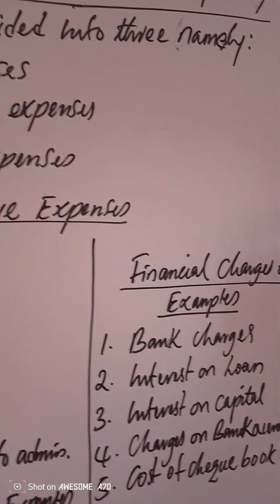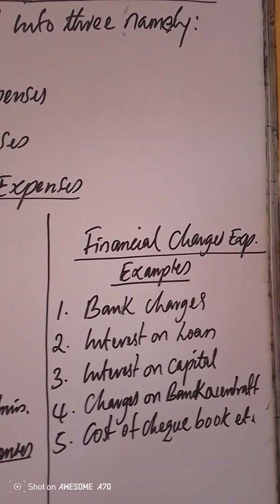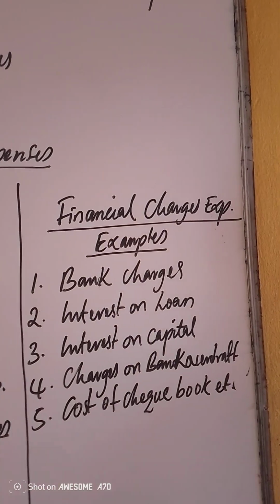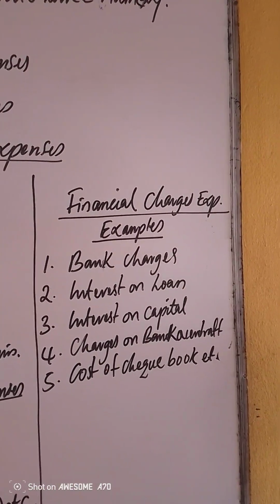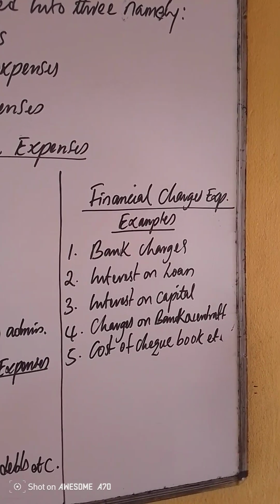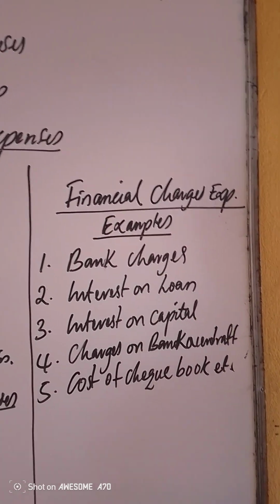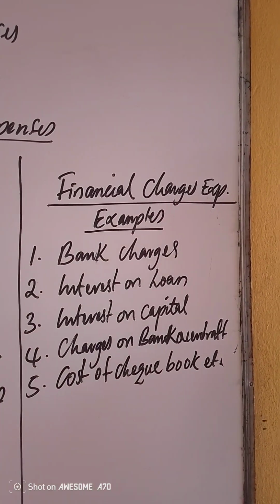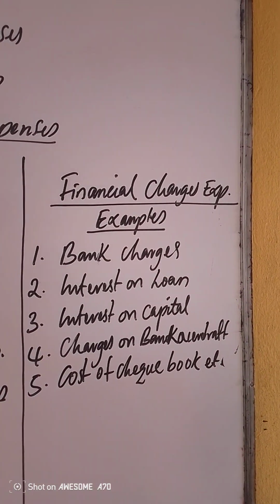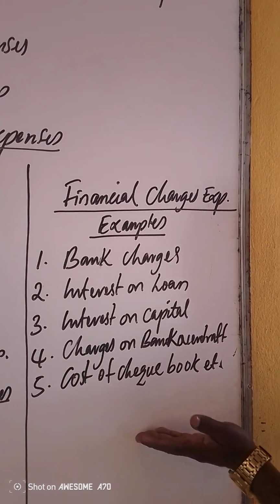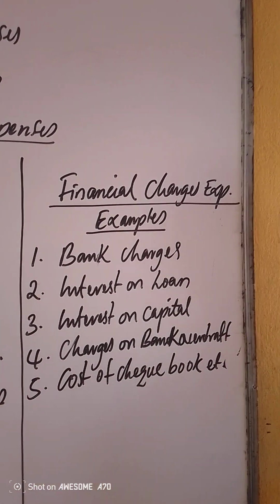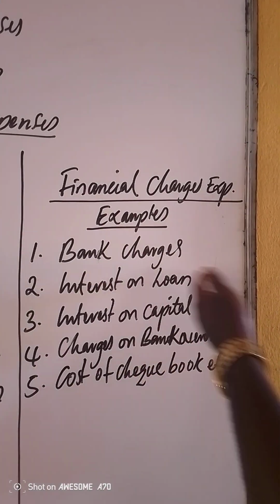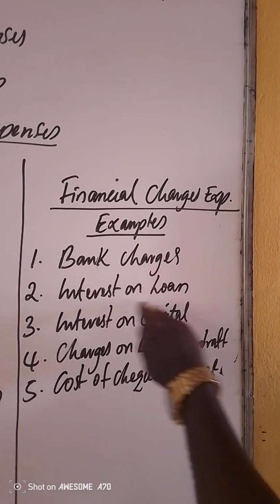The other last section of expenses here, we have what's called financial charges. These are expenses that the business incurs as a result of financing the business. What is called capital plus liabilities equals assets. Before you get the capital, certain expenses must be incurred. So certain expenses linked to financing of the business are grouped under what is called financial charges. Some of the expenses are bank charges, interest on loan.